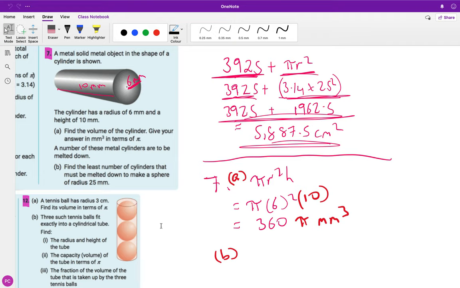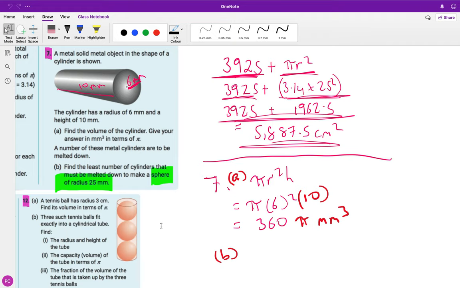Part B then says that a number of these cylinders are melted down. So they melt the cylinder down and they're going to make spheres from it. So they're going to turn this melted down cylinder into a load of spheres, and those spheres are going to have radius 25 millimeters. How many spheres are you going to get out of that?